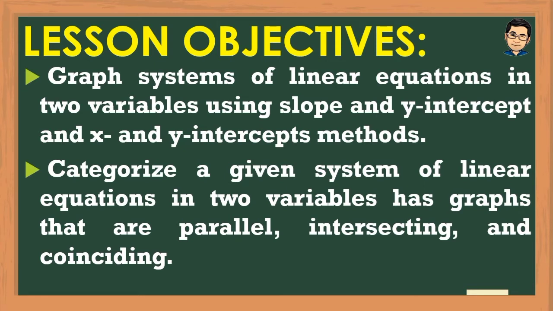Next, after we graph the systems of linear equations on one coordinate plane, we will be categorizing if the given system of linear equations in two variables has graphs that are parallel, intersecting, and coinciding. If you are familiar with parallel lines, intersecting lines, and coinciding lines, it is still the same here, except that they are equations. The way we draw parallel, intersecting, and coinciding lines is the same here, except that we are talking about equations.